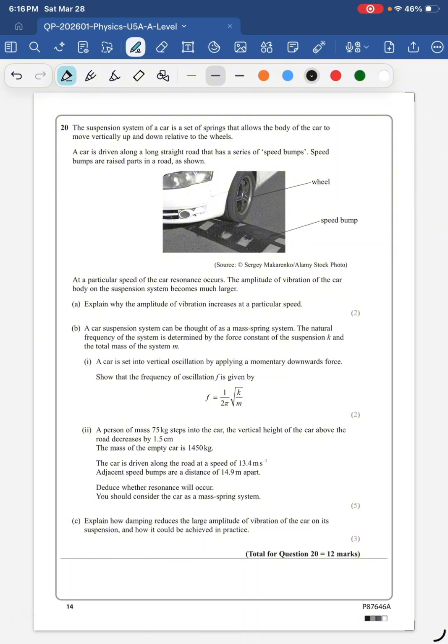B. A car suspension system can be thought of as a mass spring system. The natural frequency of the system is determined by the force constant of the suspension K and the total mass of the system M. Question I. A car is set into vertical oscillation by applying a momentary downwards force. Show that the frequency of oscillation F is given by that expression, 1 over 2 pi times the square root of K over M.